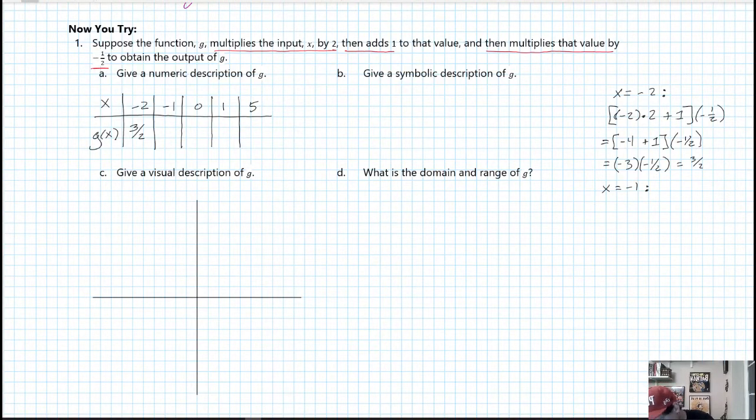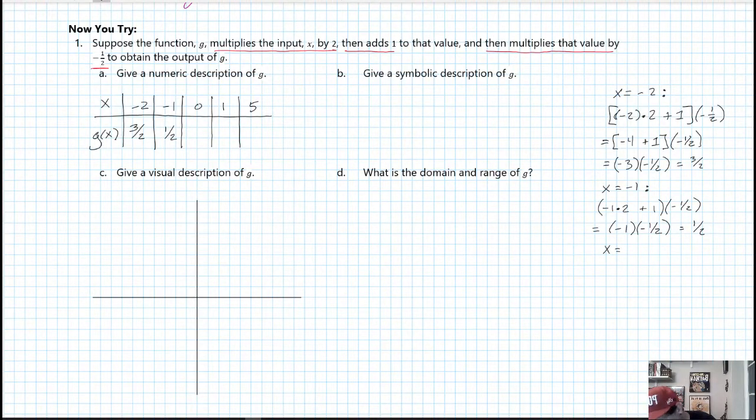All right, so if x equals -1 as our next input that we're choosing here, we're going to multiply that by 2. So -1 times 2. And then we're going to take that and add 1 to it. And then we're going to multiply all of that by -1/2. It's just a little bit faster. -1 times 2 is -2. Plus 1 is -1. And we need to multiply that by -1/2. Those multiply together to be a +1/2 with the negatives canceling. Put that in our table.